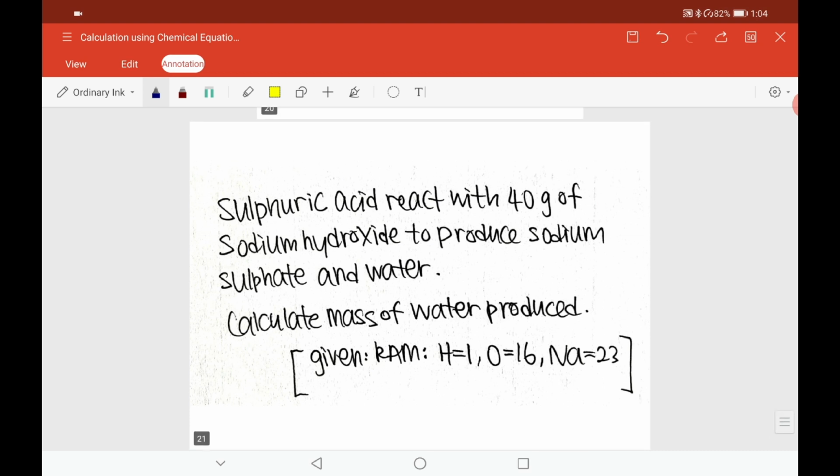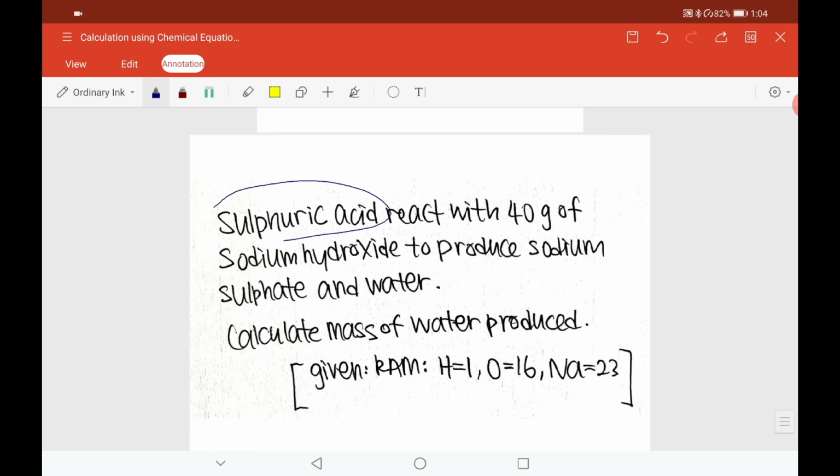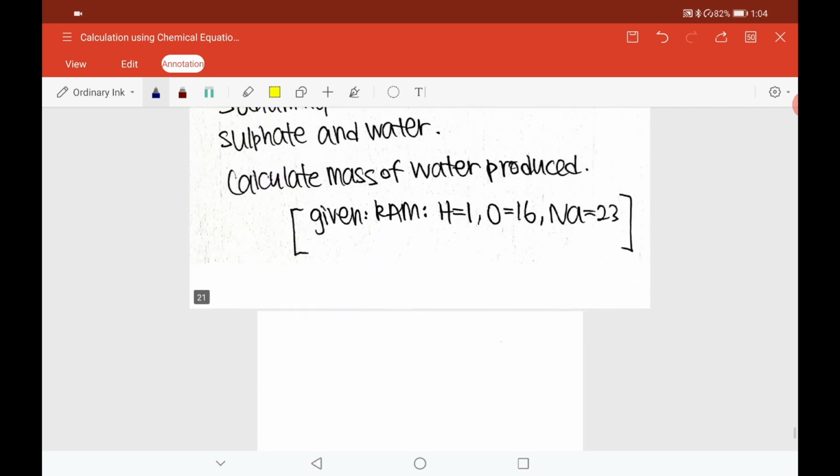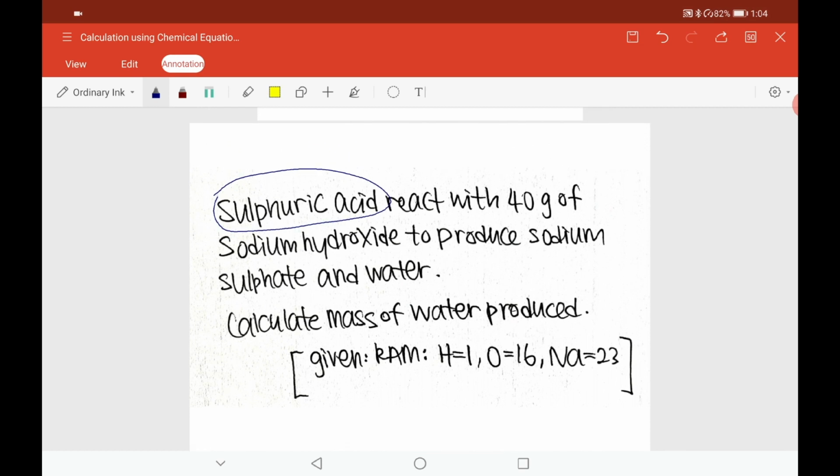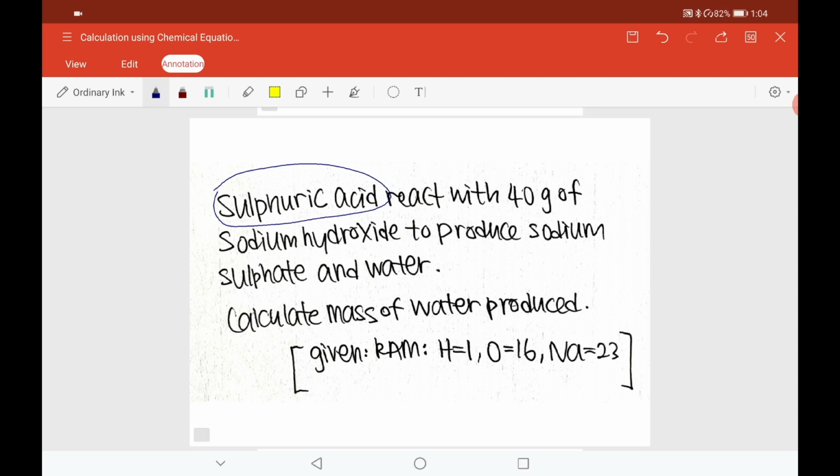Sulfuric acid reacts with 40 grams of sodium hydroxide to produce sodium sulfate and water. Okay, so this is the last question. First of all, we need to write a balanced chemical equation.